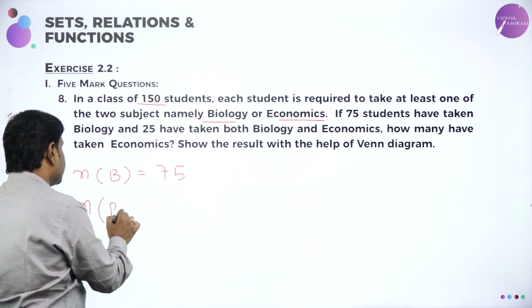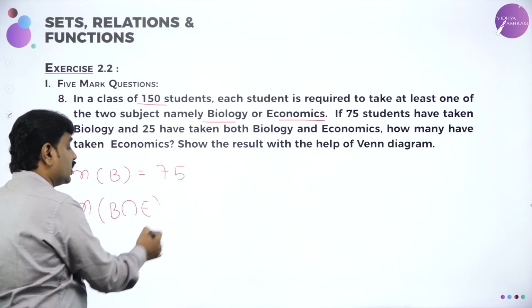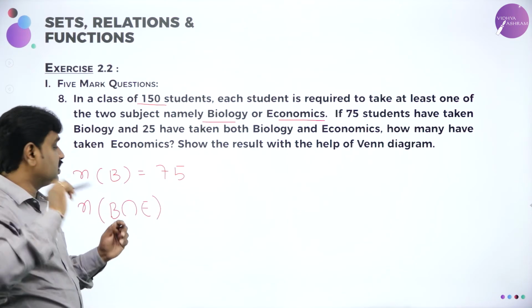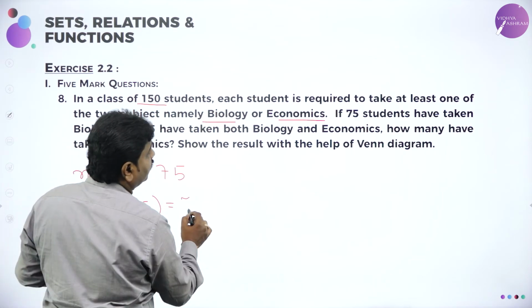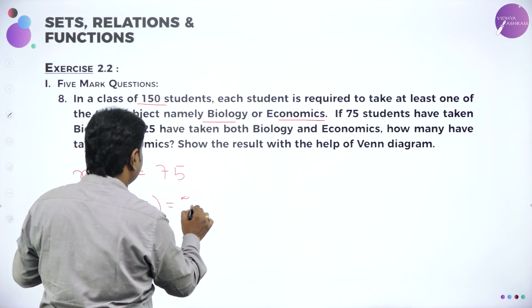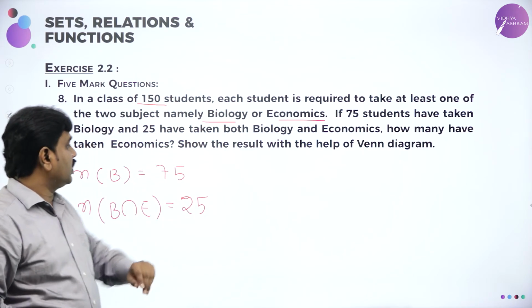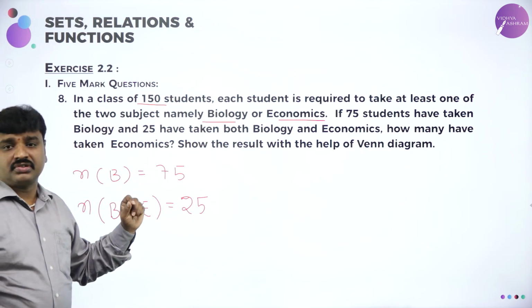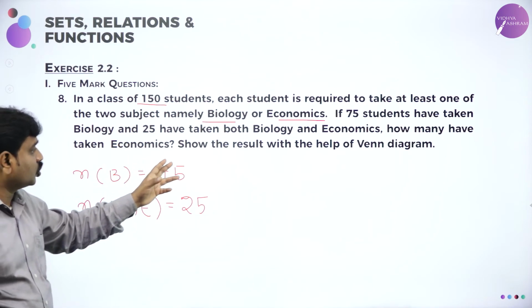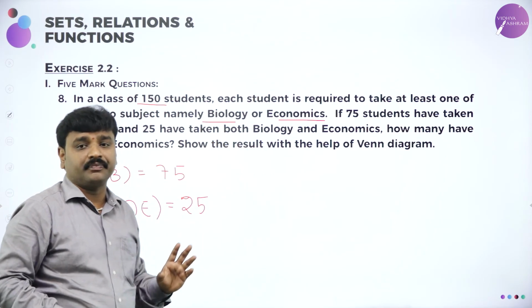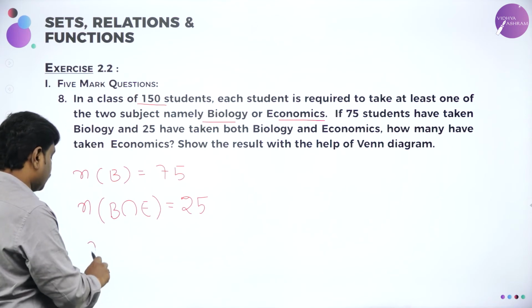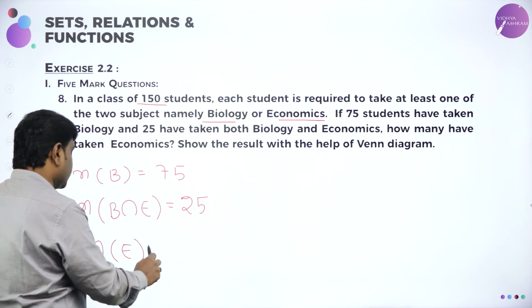n of biology intersection economics. Both means what? Both means common. Common means intersection. 75 taken biology, 25 taken both. How many have taken economics? Show the result with the help of Venn diagram. The number of students who took economics is the question.